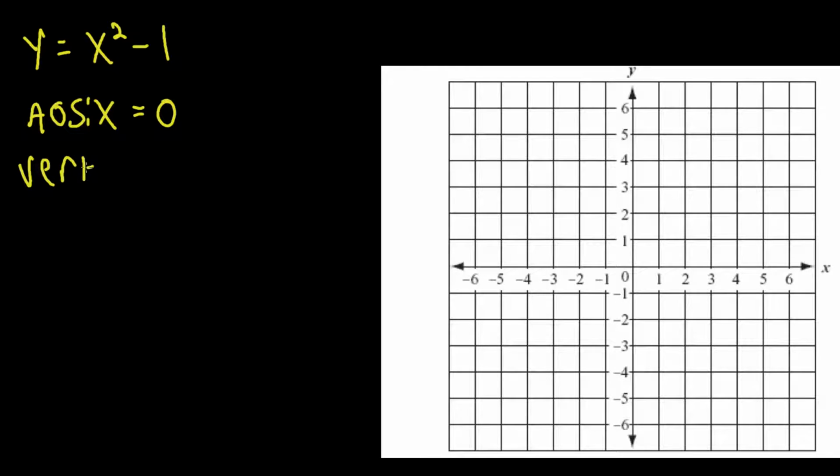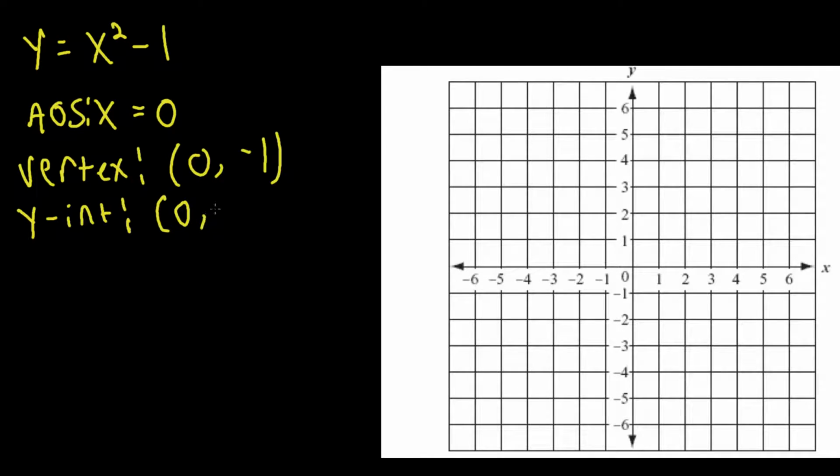Next, I find my vertex. I plug my axis of symmetry, 0, into my original equation to find my y value. So my vertex is 0, negative 1. 0 for my axis of symmetry, negative 1 because if you plug in 0 for x, you get negative 1. Okay, now my y-intercept is going to be the same thing, 0, negative 1.